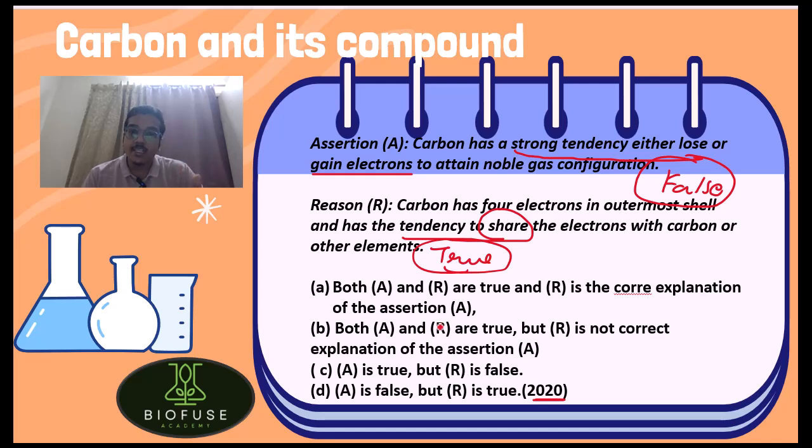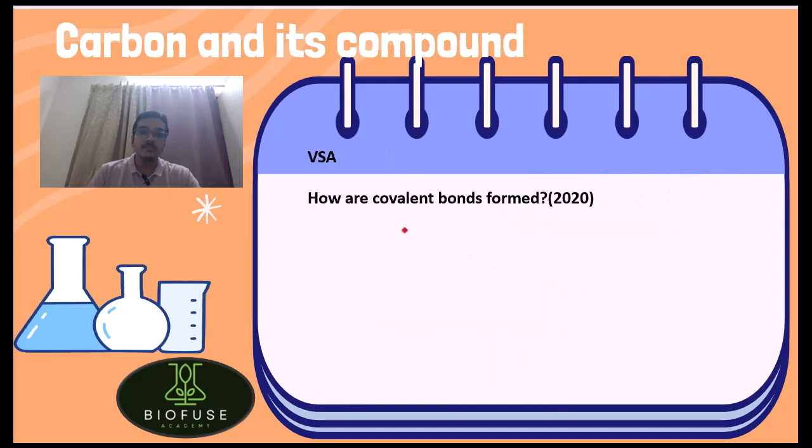So A is false and the reason is true. Okay. So A is false and reason is true. So we can go for option D. Now let us go for the next question.